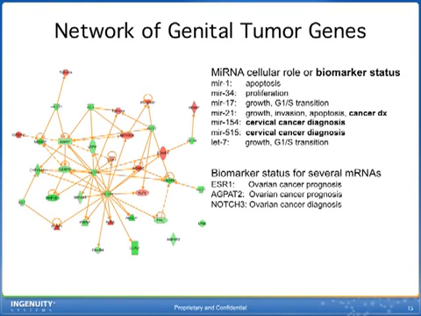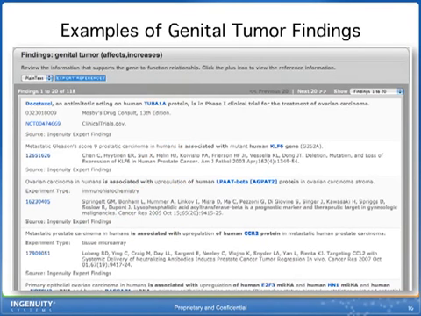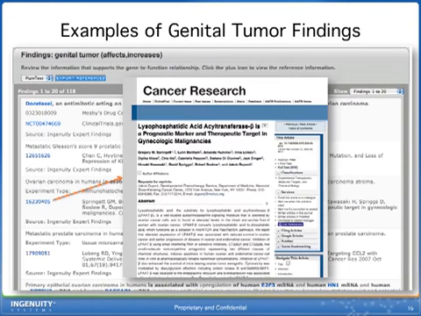Many of the microRNAs are annotated with roles in cell growth and apoptosis, and 2 are known cervical cancer biomarkers. Furthermore, 3 of the mRNAs have been documented as ovarian cancer biomarkers. These are some of the findings we have curated from the literature that support each gene's association to genital tumors. It is easy to click through to the paper to dig deeper into the evidence.